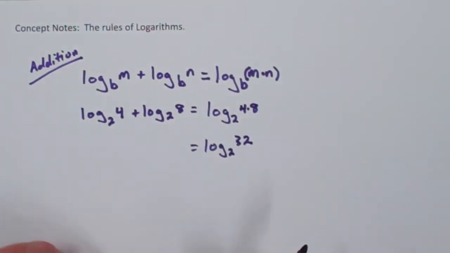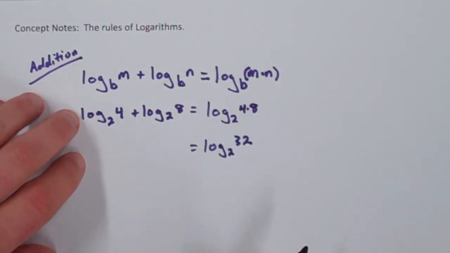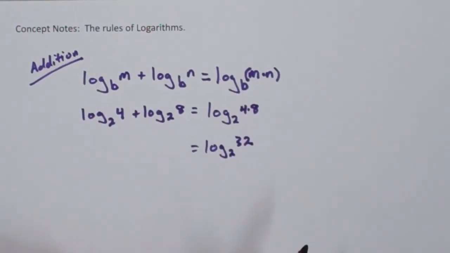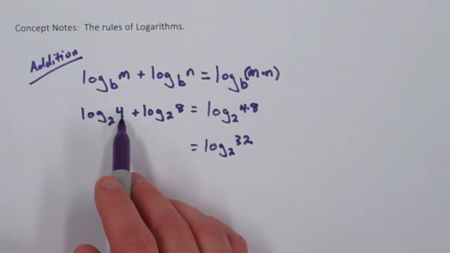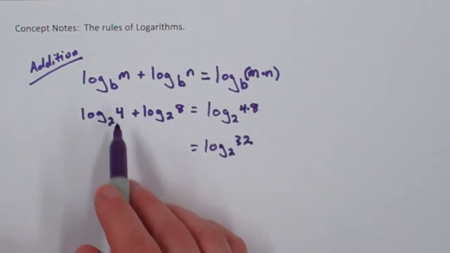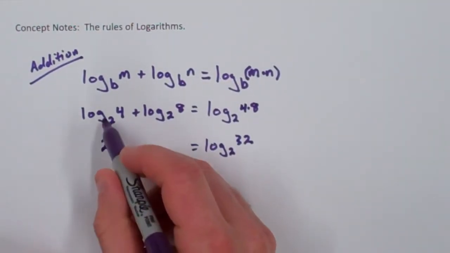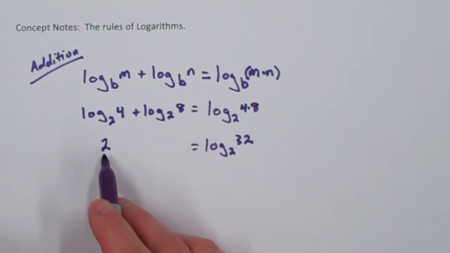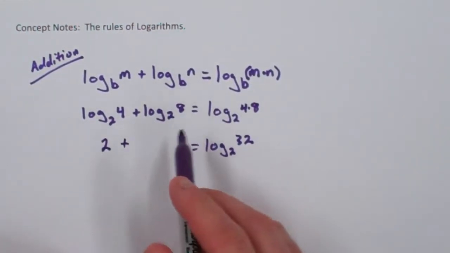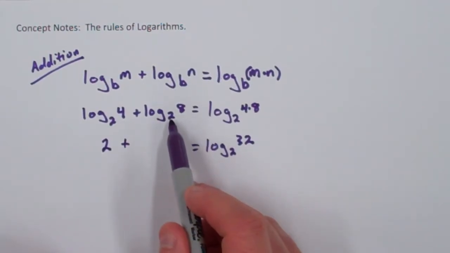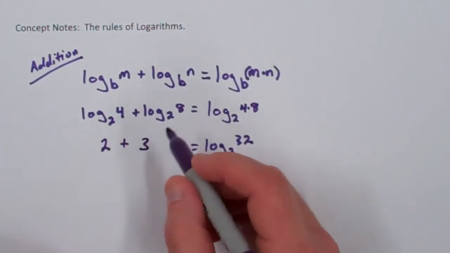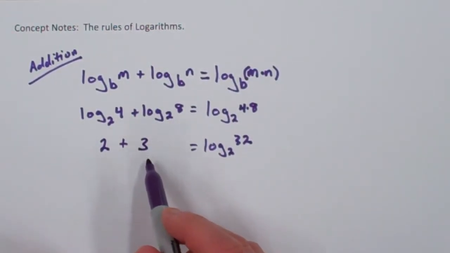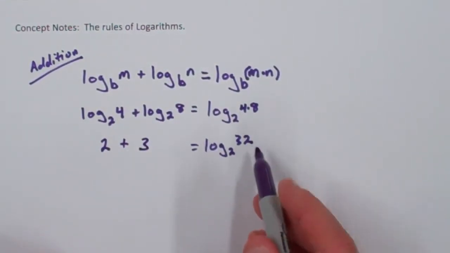On the left-hand side, if we work with each logarithm on its own, the logarithm on the left is asking us, 2 to what power is 4? 2 to the second power is 4. So the value of log base 2 of 4 is just 2. The value of log base 2 of 8 is asking, 2 to what power is 8? That's 3. We're wondering, does 2 plus 3 equal log base 2 of 32?